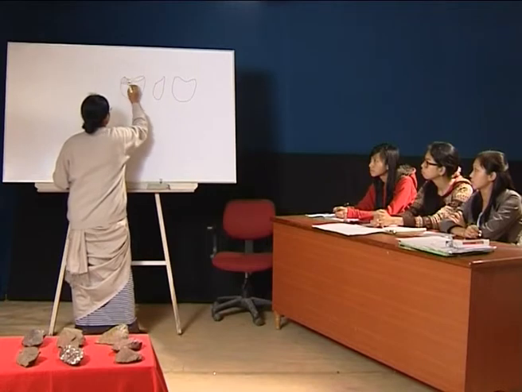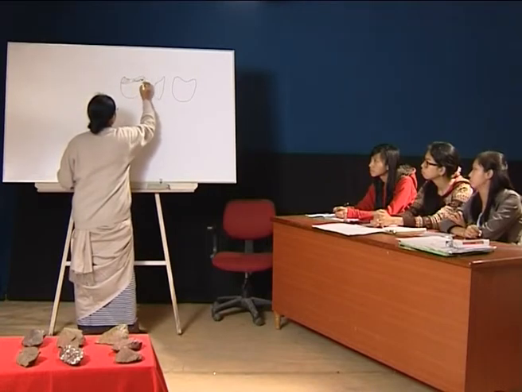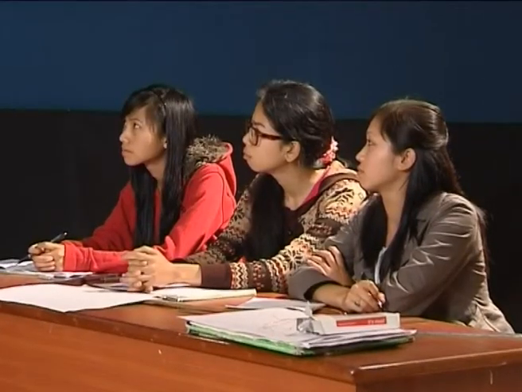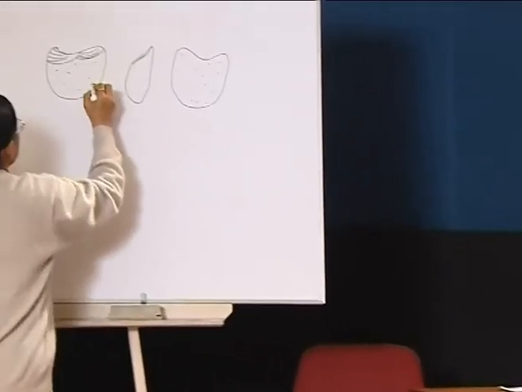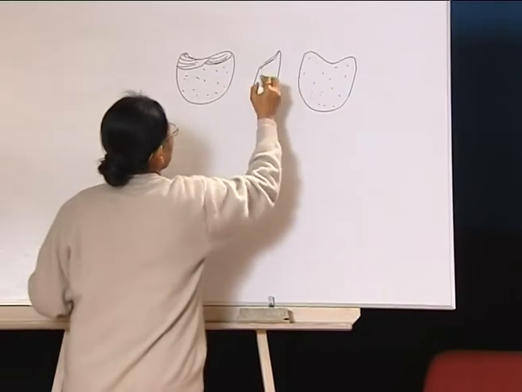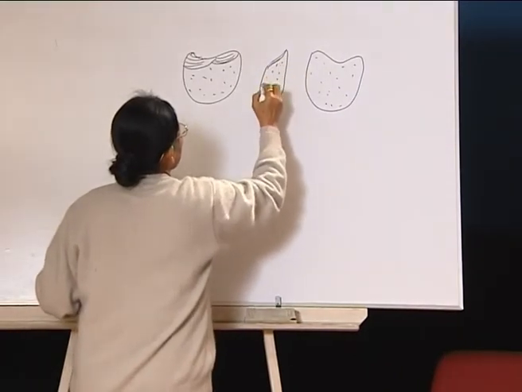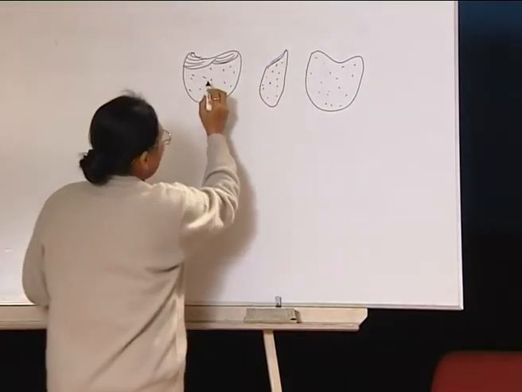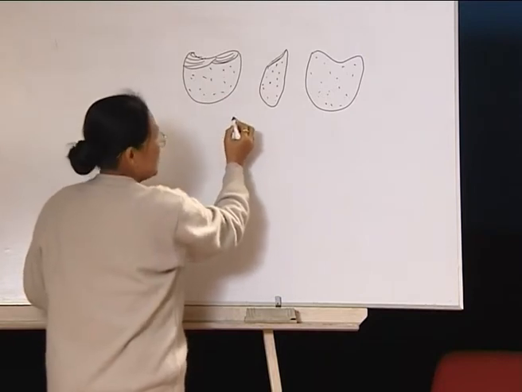This is the flake scar on the dorsal surface, and this is the profile line, and this is the ventral surface. This is the cortex region. This part is also cortex region, and this is a unifacial tool, hence it is called a chopper.